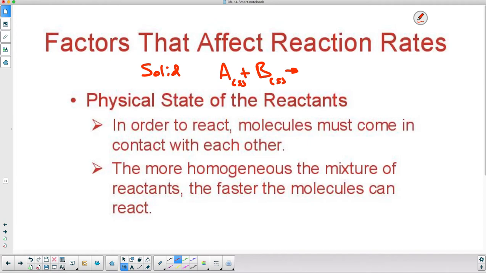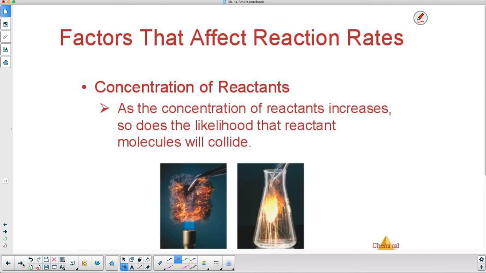Most times we take a solid, dissolve it in water, and then we take another solid and dissolve that in water, and we combine the two. It's the water, acting as a solvent, that provides a good medium for the molecules to come in contact with each other. And when you mix that solution up really well, that's how you get a homogeneous mixture, which helps molecules combine the fastest.